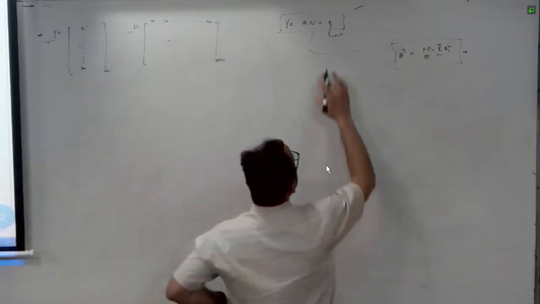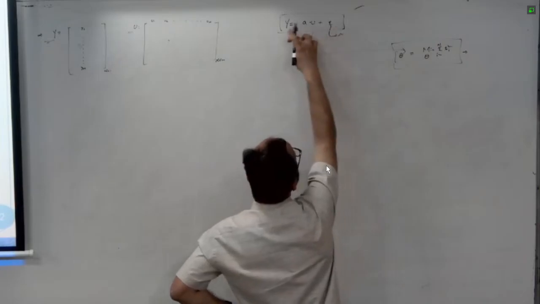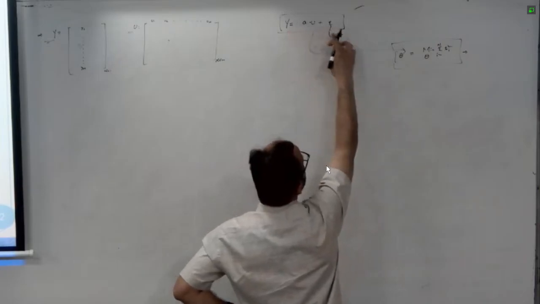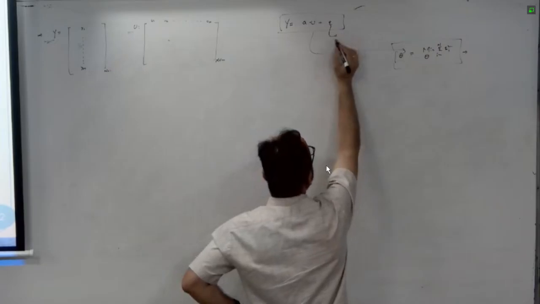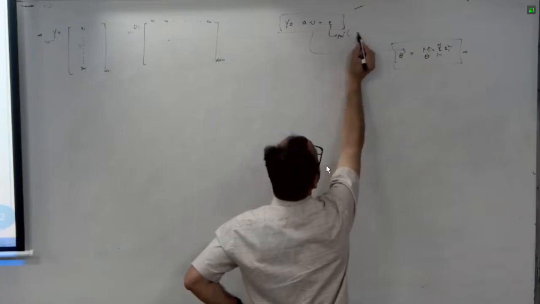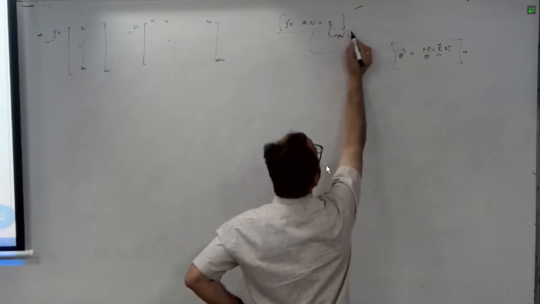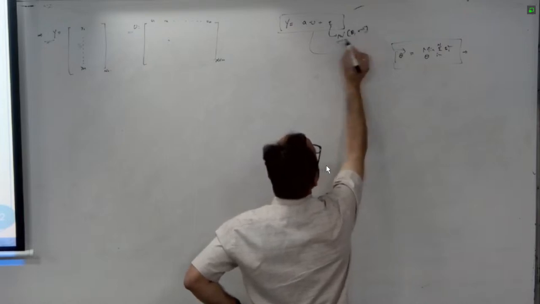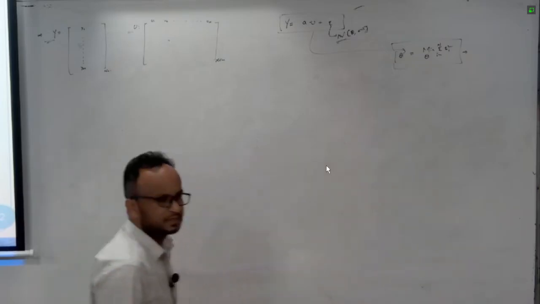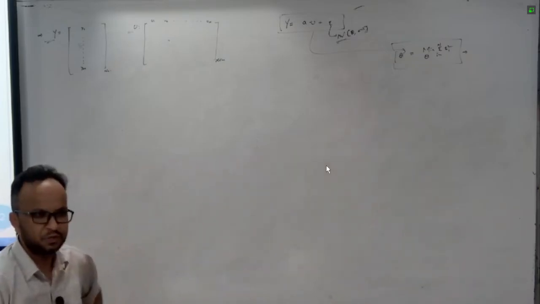But this error is because of the uncertainty in your measurement. You're saying there's an uncertainty in measurement and you want to reduce it. So now I am assuming that this error follows a Gaussian distribution with a certain mean 0 and variance sigma square.